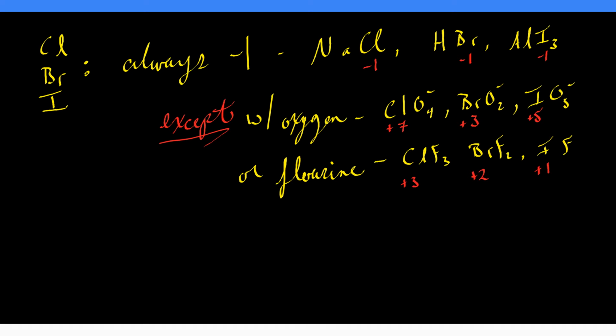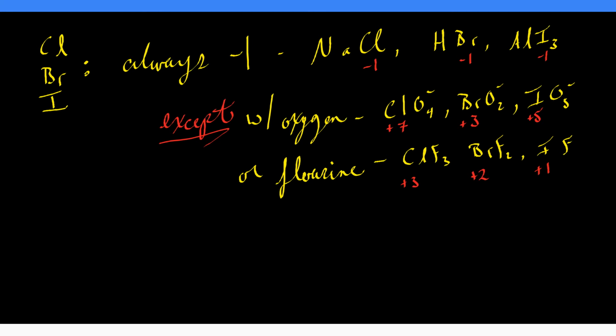Oxygen and fluorine can force them to take other oxidation numbers. So perchlorate, chlorine is +7. Bromite, bromine is +3. Iodate, iodine is +5. Down below we have some fluorine compounds. Chlorine trifluoride, chlorine is +3. Bromine difluoride, bromine is +2. And iodine fluoride, iodine is +1.